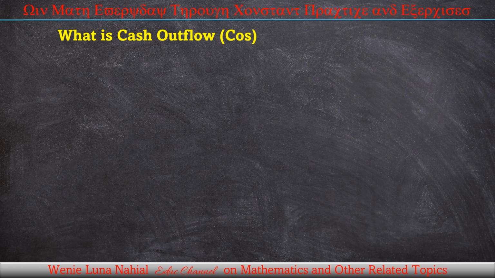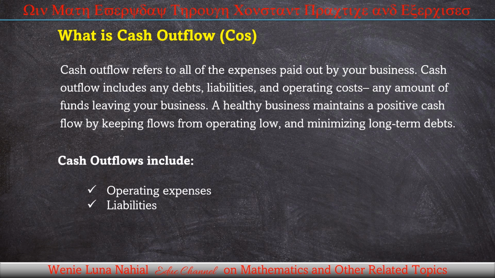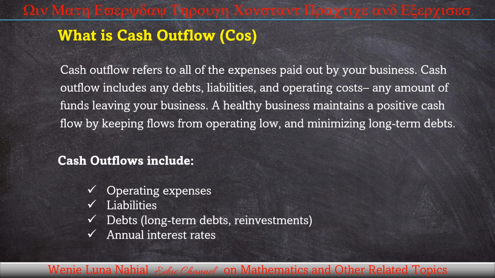Then, cash outflow. Cash outflow refers to all the expenses paid out by your business. Cash outflow includes any debts, liabilities, and operating costs, any amount of funds leaving your business. A healthy business maintains a positive cash flow by keeping flows from operating low and minimizing long-term debts. Cash outflows include operating expenses, liabilities, debts, long-term debts, reinvestments, annual interest rates. So this is what I'm talking about with respect to cash outflow.